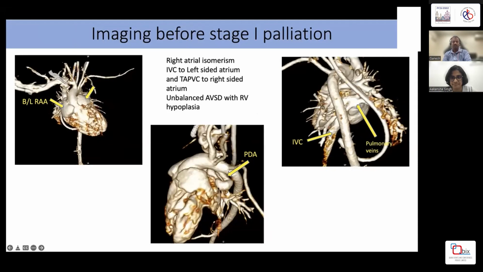As you can see, the duct has a very tortuous course, so the patient was considered not suitable for ductal stent and underwent a BT shunt.